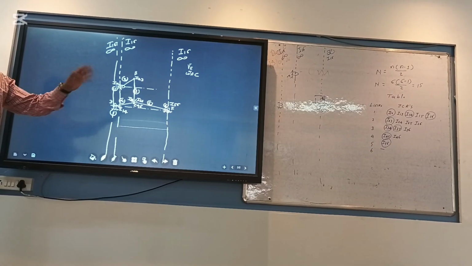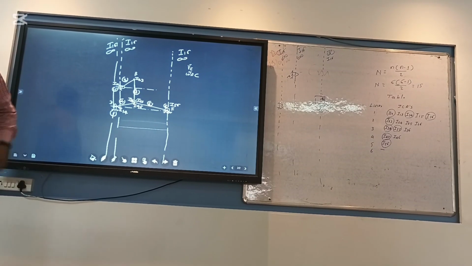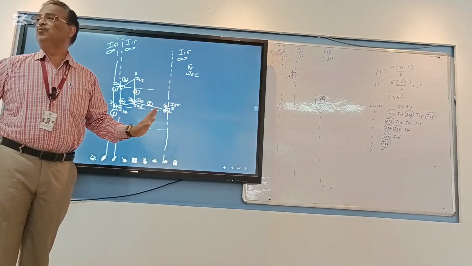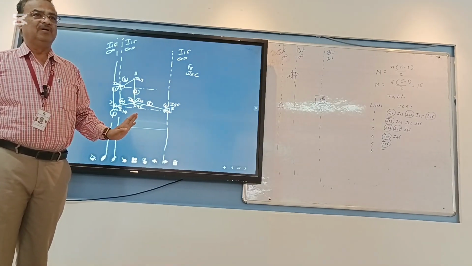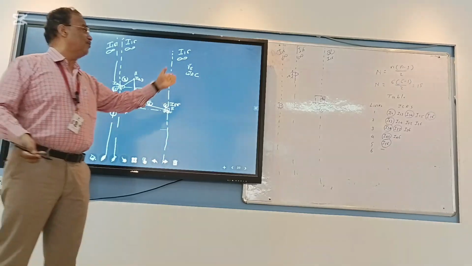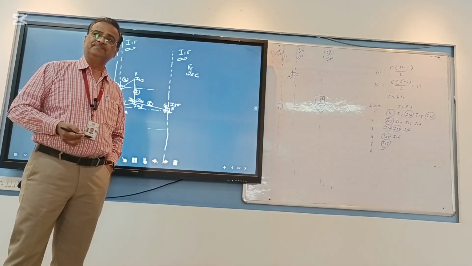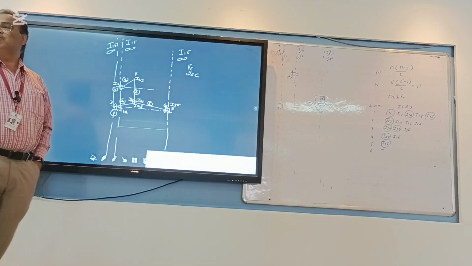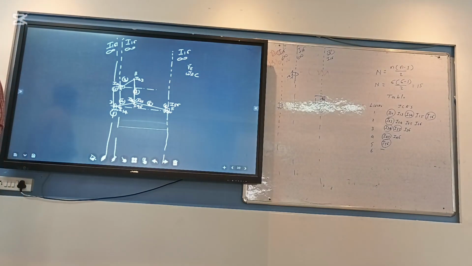Not all ICRs am I going to locate here. The ICRs needed for my calculation, those I am going to locate. But which are the ICRs required for my calculation? You have to find that out first by writing the equation.